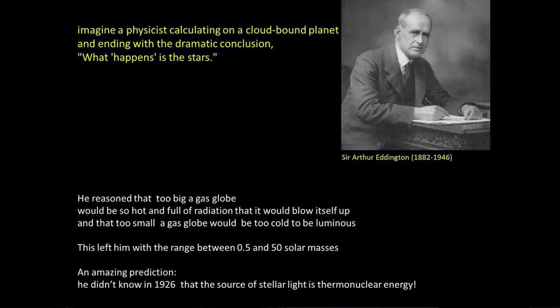Okay? He also realized that if this globe of gas was too small, it would be too cold in the center, the pressure would be less, and so it wouldn't glow. So he said there had to be a range between his calculations. That was all he did. This is just pure back-of-the-envelope type theory between 1/2 and 50 times the mass of the sun. It's a truly amazing prediction of physics, I think, okay?